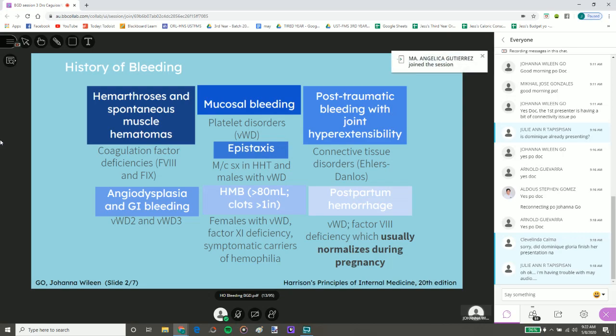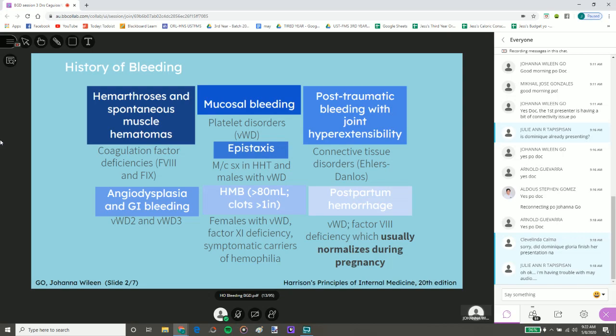And we also ask, if the patient is female, for a history of heavy menstrual bleeding, which is defined as blood of greater than 80 ml or a clot which is greater than 1 inch in diameter. And as I've said previously, this is the most common symptom in females with von Willebrand disease. This could also point to a factor 11 deficiency, or the patient could actually be a symptomatic carrier for hemophilia.